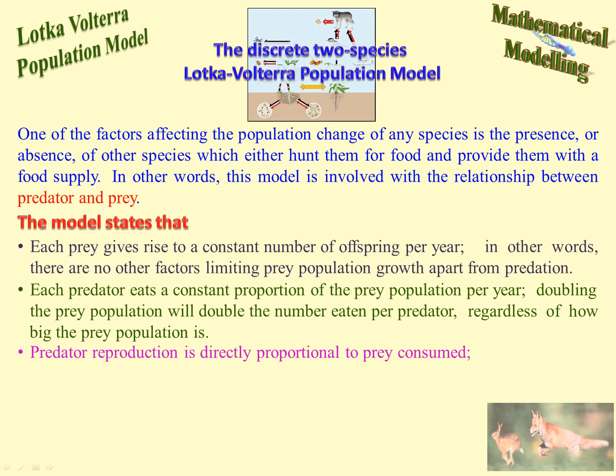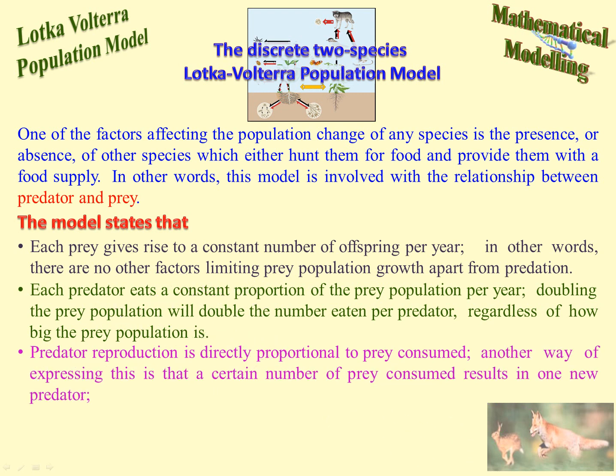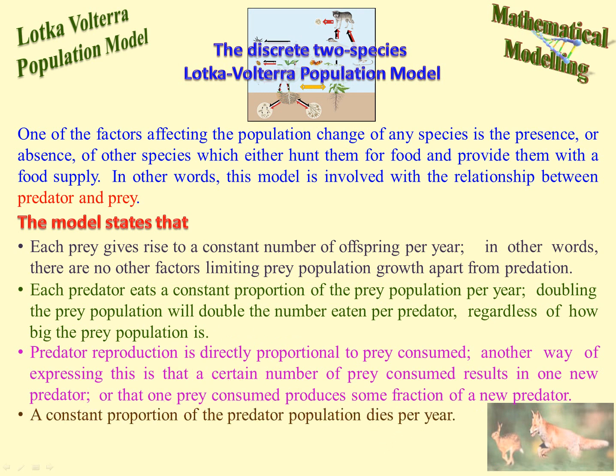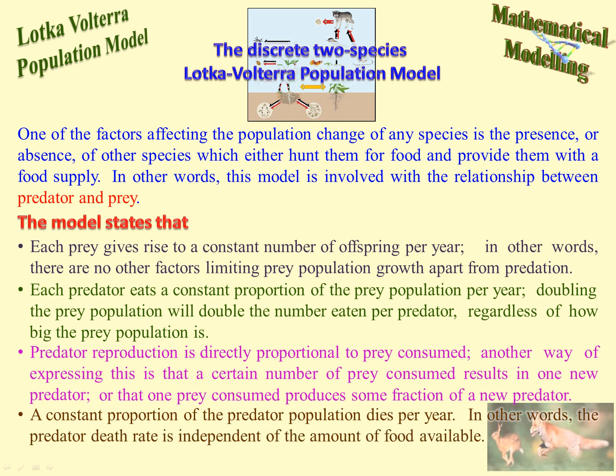Predator reproduction is directly proportional to prey consumed. So in other words, a certain number of prey consumed gives us a new predator, or one prey consumed produces a fraction of a new predator. And a constant proportion of the predator population dies per year, whatever the reason. So the predator death rate is dependent on the amount of food available there.